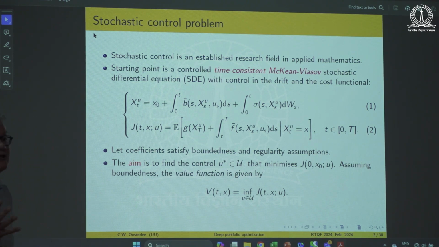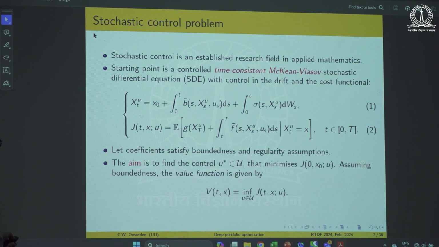And the starting point is often something which is called the McKean-Vlasov stochastic differential equation with a control in the drift. So we have our stochastic process. X is our stochastic process. It is our wealth, and it goes with a deterministic trend. So B bar is our drift term, and it is an integral over time. And there's uncertainty in the volatility. And then here we have explicitly our control, U.